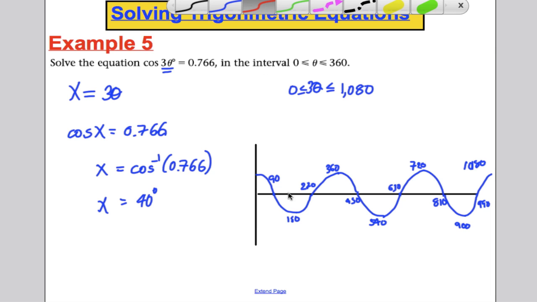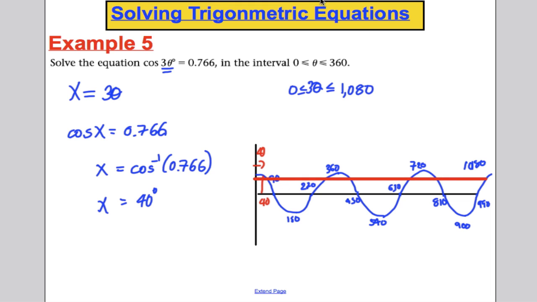My principal value was 40, somewhere here, which is 40 from the peak. So draw a nice little line all the way along. There's going to be many places where we're going to get a value. X is therefore going to be equal to 40, 40 back from the peak, 320, 40 forward from the peak, 400, 40 back from the peak, 680, 40 forward from the peak, 760, and 40 back from the peak, which is 1040.